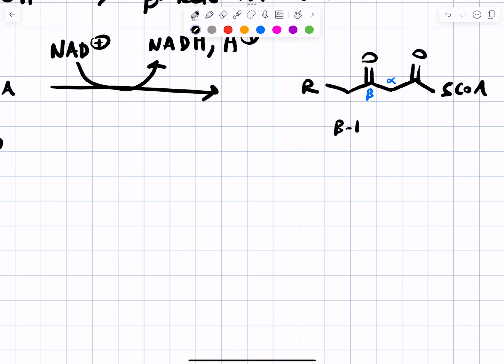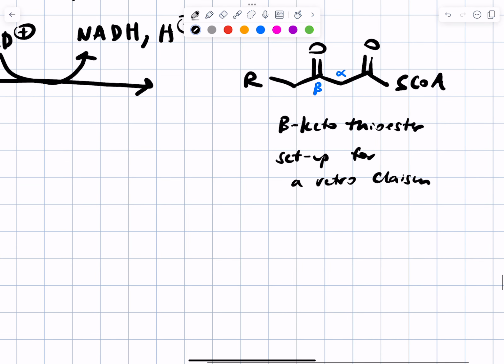But now we've got a beta keto thioester, and we're now all set up for a retro-Claisen. Okay, now we're set up to break the bond between alpha and beta carbons.